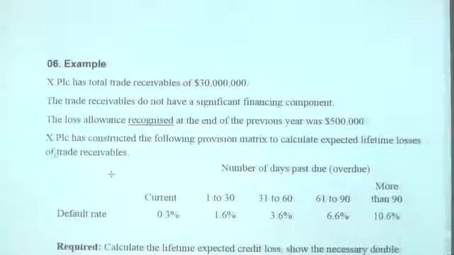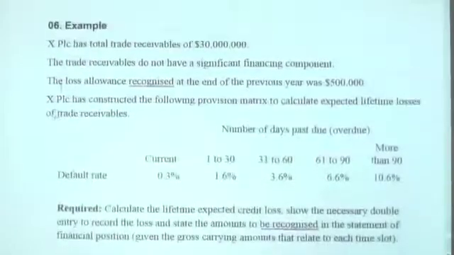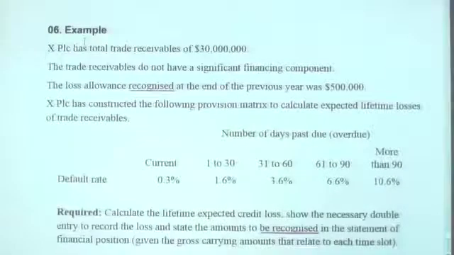That's not about a bond or loan note, it's about debtors, right? This is an example to recognize loss allowance for the debtors. Example number 6. Here XPLC has total trade receivables of 30 million.